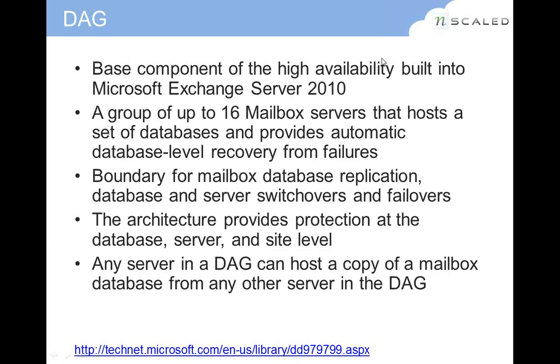The architecture provides protection at the database level. So in case you have a database fail, it protects it at the server level, and you can also protect it at the site level. So it really covers every base of the Exchange solution. Any server in a database availability group can host a copy of a mailbox database from any other server in the same database availability group. So this gives you the ability to spread your mailboxes across the database availability group for that kind of resiliency.